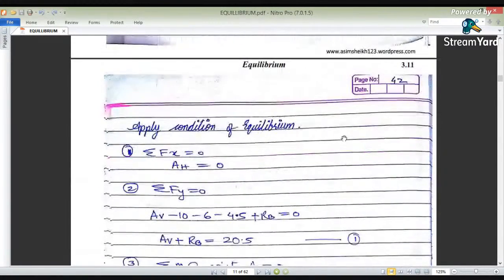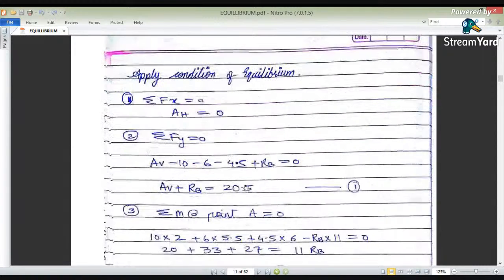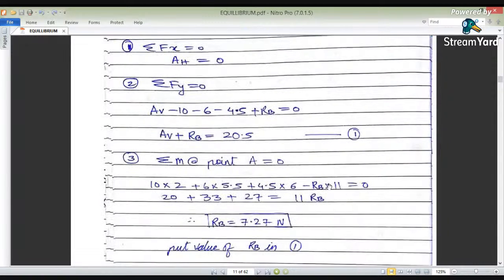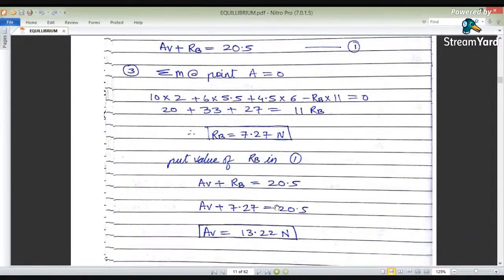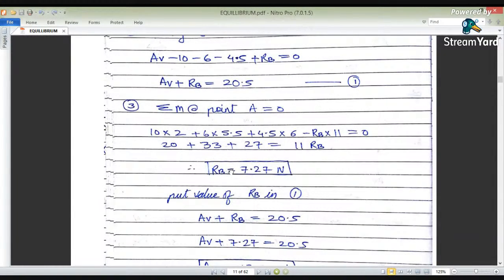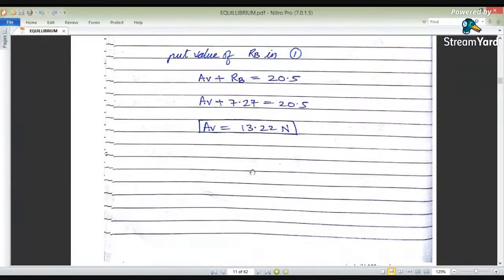Here the calculations have been done. Fx is 0, that is AH equals 0. Fy we have taken, and the equation has been formed, and moments about point A we have taken, with all forces about point A. So RB comes to be 7.27 newtons. After putting this value of RB in the equation, we can easily find the vertical reaction at A, AV. After putting the value of RB in this equation and subtracting from 20.5, AV comes to be 13.22 newtons.